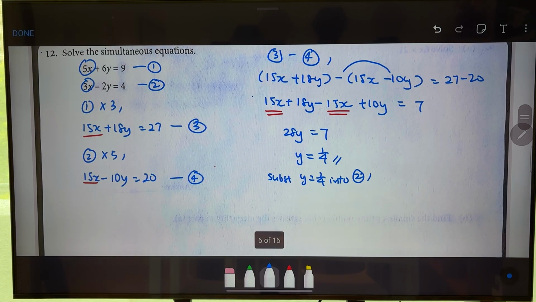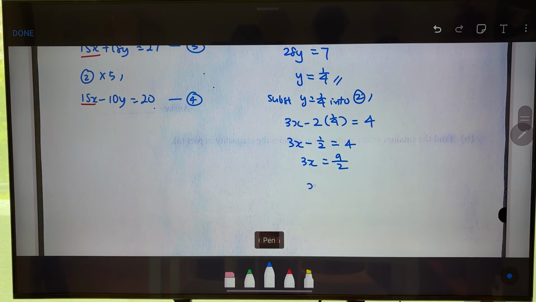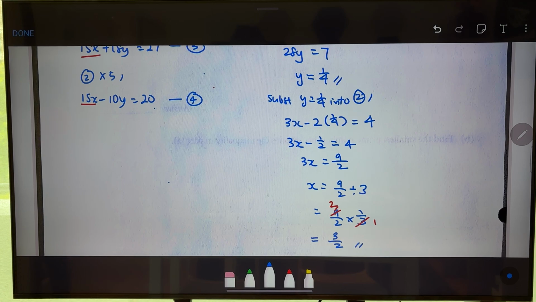So from here, equation 2, three over 2. So this will be our x. Okay. Did you all manage to get these answers? Yeah. So that will be it for the weekly revision.